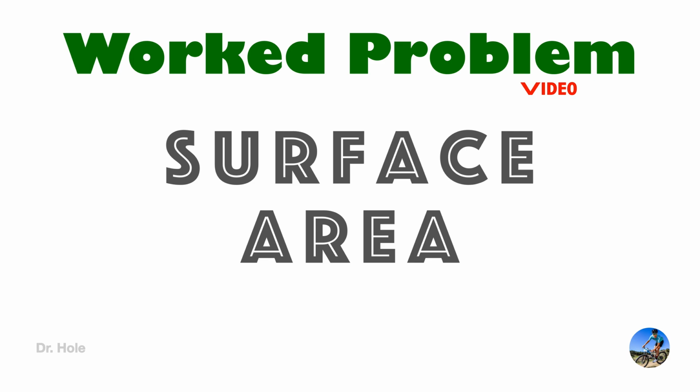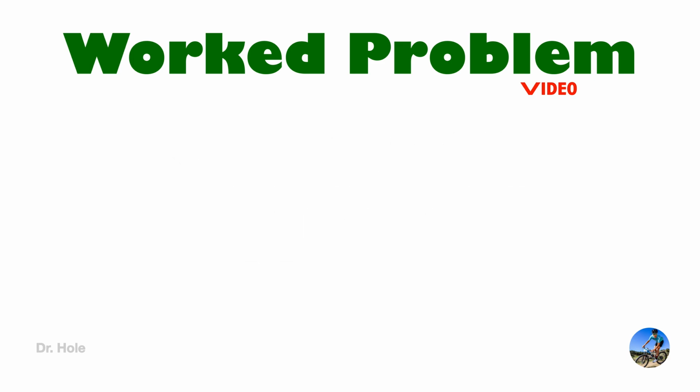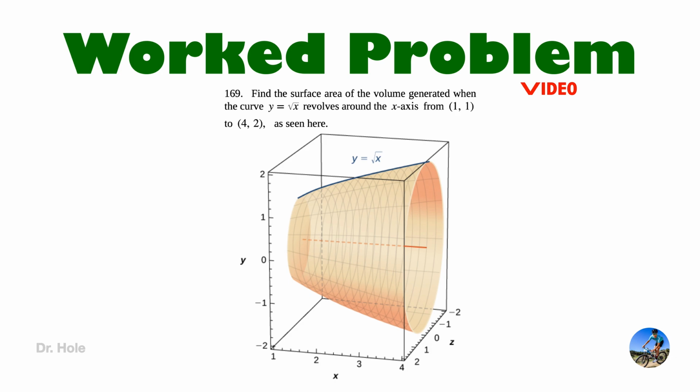Let's do a worked problem on surface area. Here's the problem, 169. We want to compute the surface area of the orange shaded surface. The surface is produced by revolving y equals radical x, the portion of the curve from x equals 1 to x equals 4, rotating it about the x-axis.